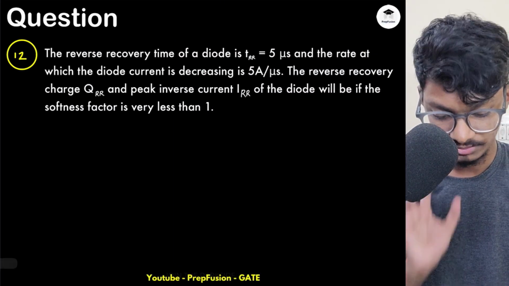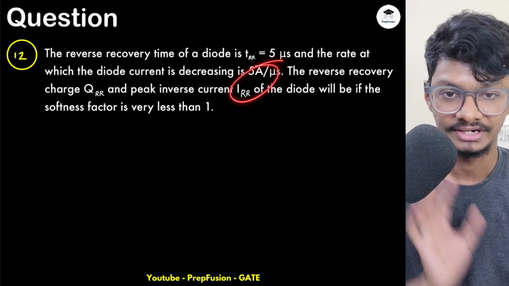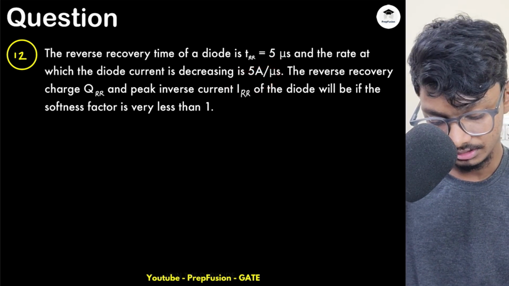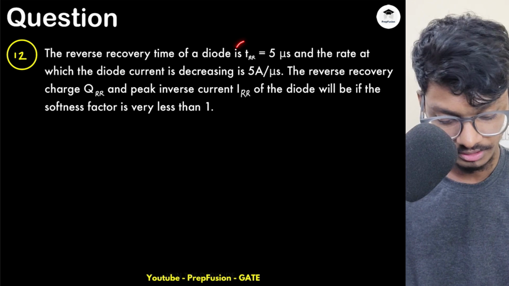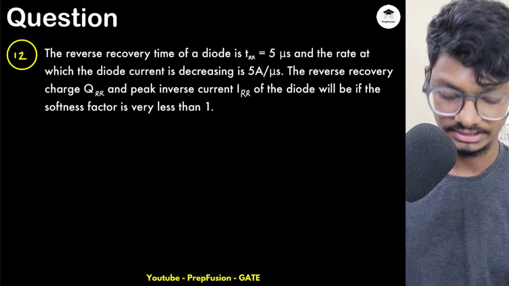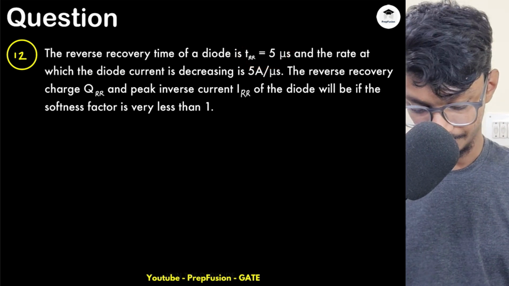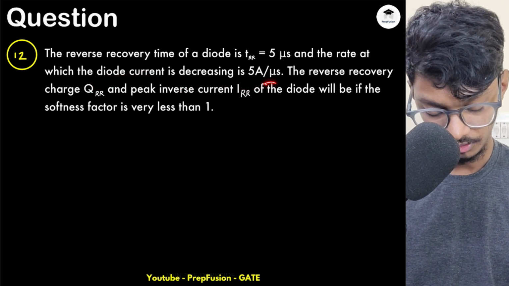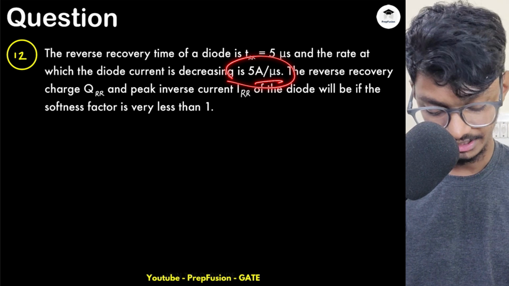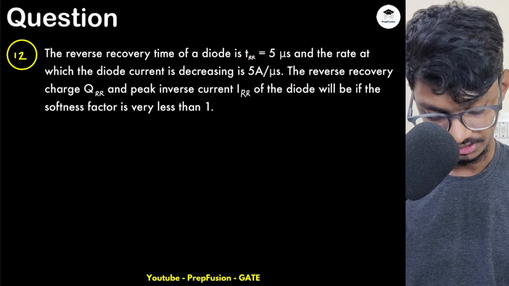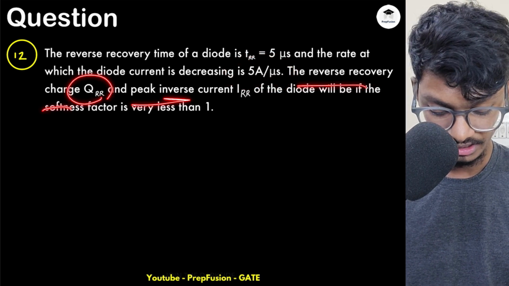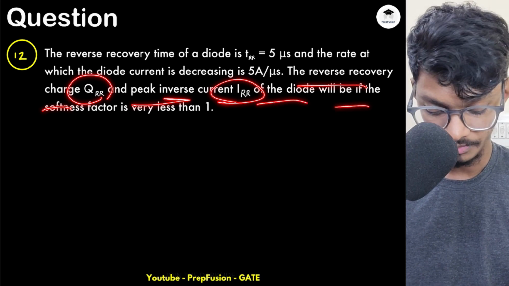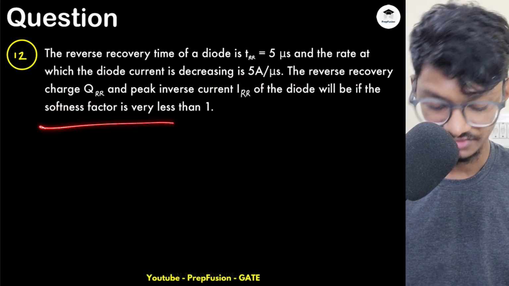Before starting, I gave you a few homeworks through the previous lectures. This question I modified a bit, else it would have been incomplete. The reverse recovery time of a diode is given, TRR equals 5 microseconds, and the rate at which the diode current is decreasing is 5 ampere per microsecond. The reverse recovery charge QRR and the peak inverse current IRR of the diode will be, if the softness factor is very less than 1.